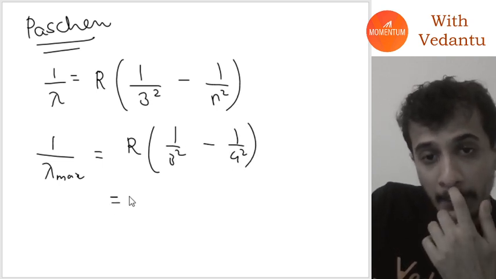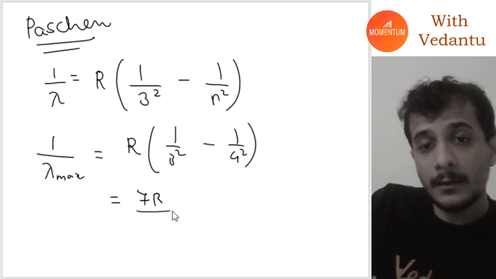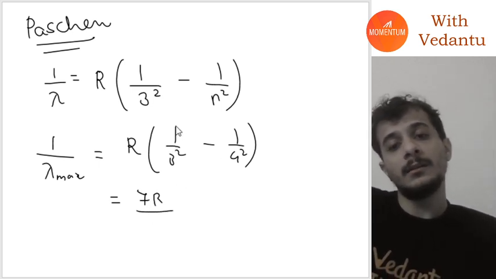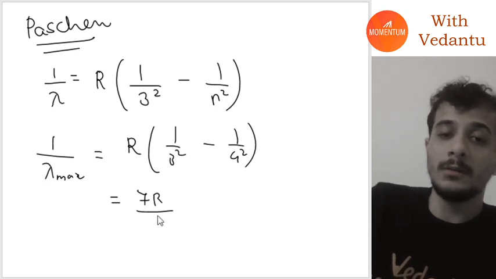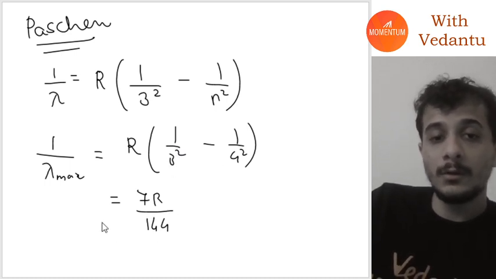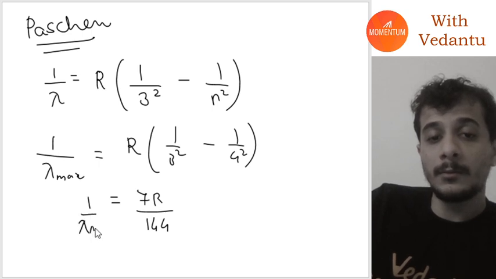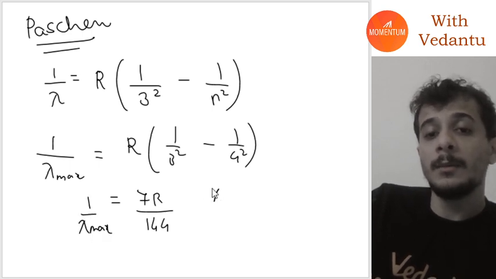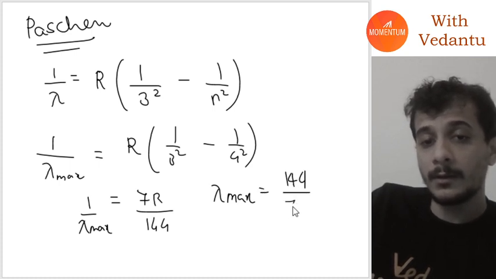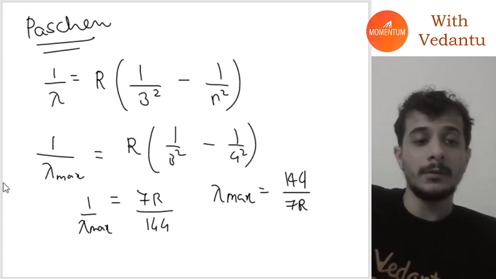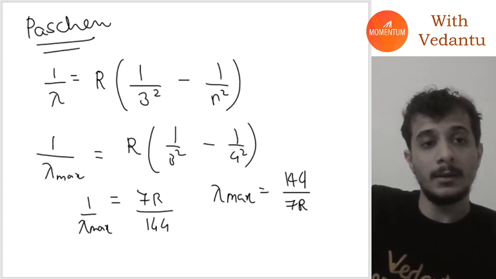That will be nothing but 7R divided by, 16 minus 9 is 7, and 9 into 16 is 144. So 1 by lambda max is 7R by 144. So lambda max will be equal to 144 divided by 7R.